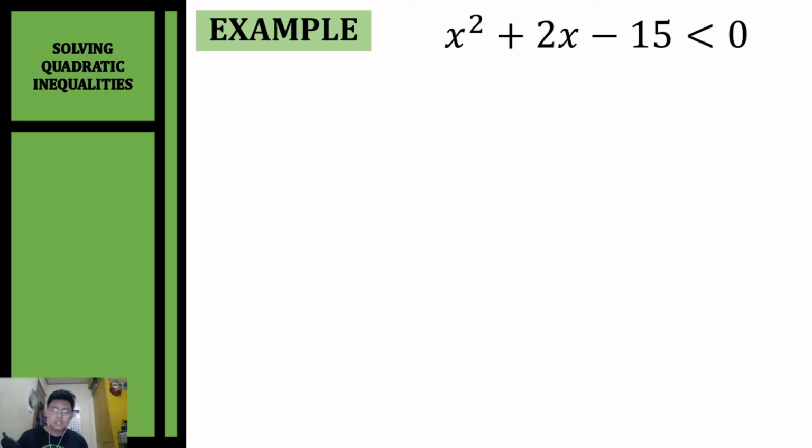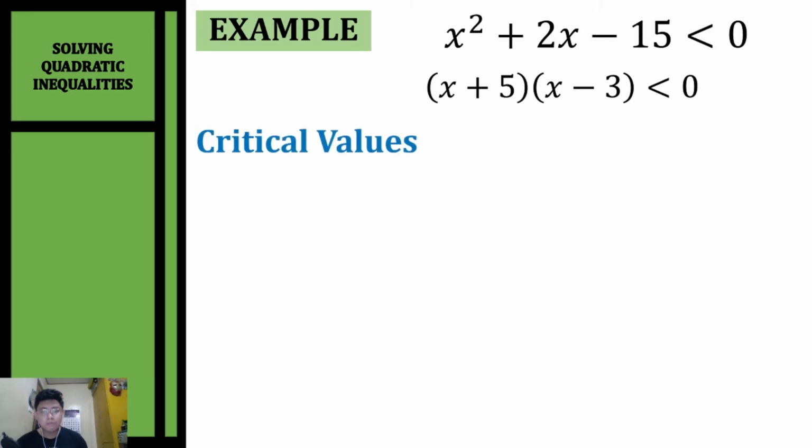So the first thing that we need to do is make sure that it is written in standard form. All the variable terms and constant terms should be placed on one side of our inequality. Next step is for us to find our critical value. So let's solve for the value of x by factoring. So x plus 5 and x minus 3. So let's equate each factor to 0 and solve for our critical value. So our x will be equal to negative 5 and x is equal to 3.